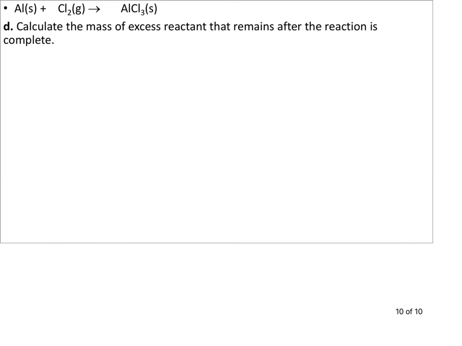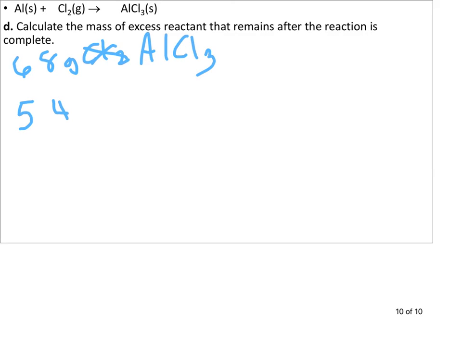And then D, calculate the mass of the excess reactant. So we could either start with the result, the 6.8 grams of AlCl3, or the 5.4 grams of Cl2. And this is one I'm going to do. Again, like on the preceding problem, either one will work. If you want to check and make sure everything's right, you could always do both of them, and if they turn out to be the same, you can be pretty certain everything's correct.